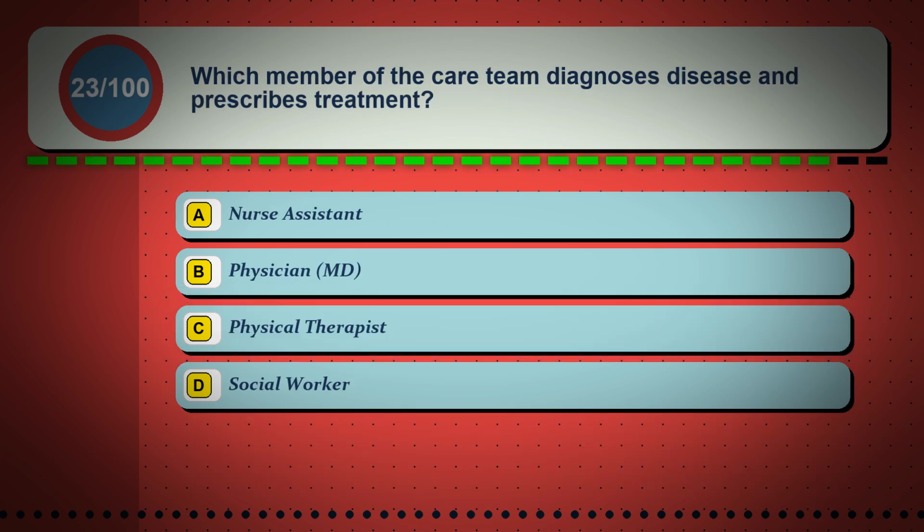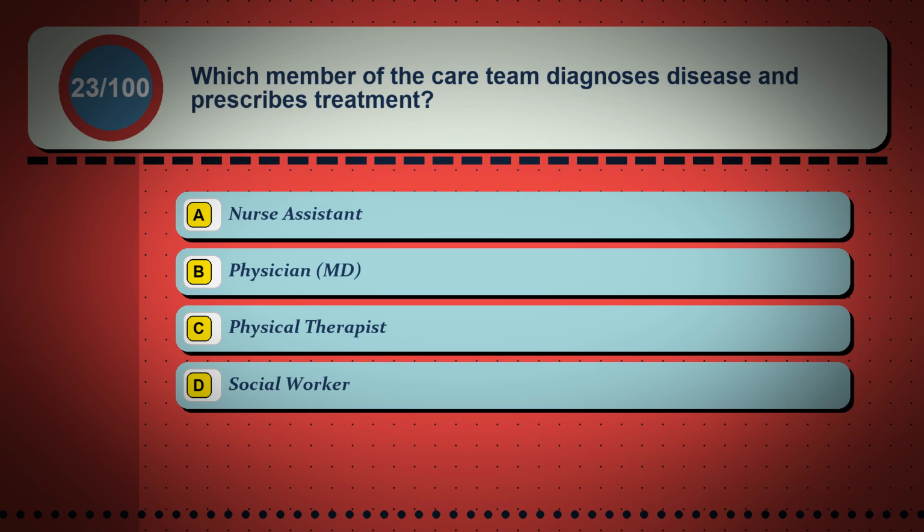Question 23. Which member of the care team diagnoses disease and prescribes treatment? Option A. A nurse assistant. Option B. Physician, MD. Option C. A physical therapist. Option D. Social worker.